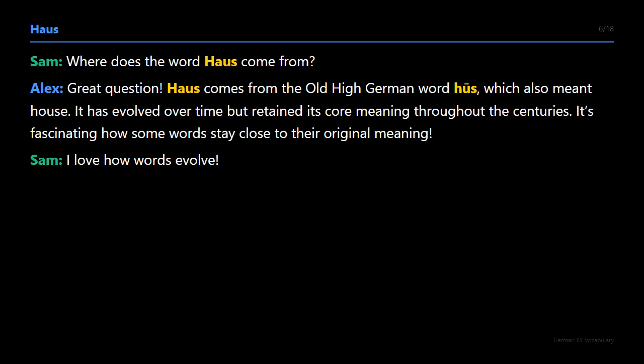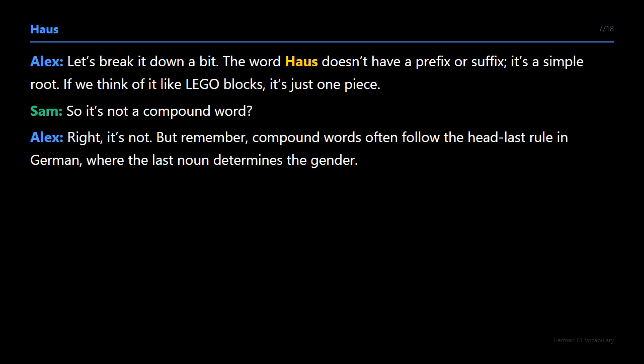Let's break it down a bit. The word Haus doesn't have a prefix or suffix, it's a simple root. If we think of it like Lego blocks, it's just one piece. So it's not a compound word. Right, it's not. But remember, compound words often follow the head-last rule in German, where the last noun determines the gender.